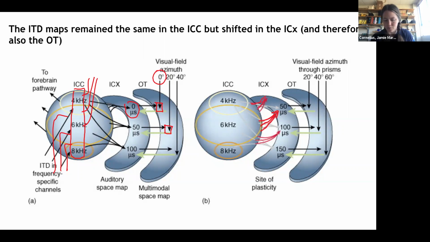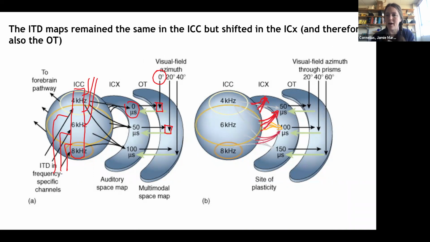Okay, you've got the old ones, the gray ones, that are underlying there. I'm going to draw them in yellow. So here's the old one. The new one has formed synapses and shifted where it synapses from the ICC to the ICX.